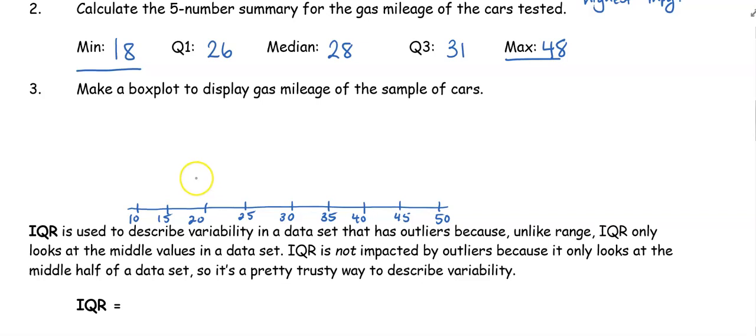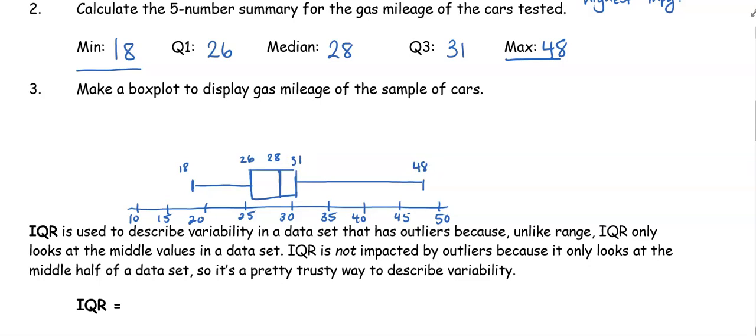So our minimum value here is 18. Our Q1 is 26. Median of 28. Q3 of 31. There's our box. And then our maximum value all the way over here at 48. So again, I'm going to leave room because I'm going to end up drawing another box plot on top of this, so that I can compare my values, 28, 31, and 48.